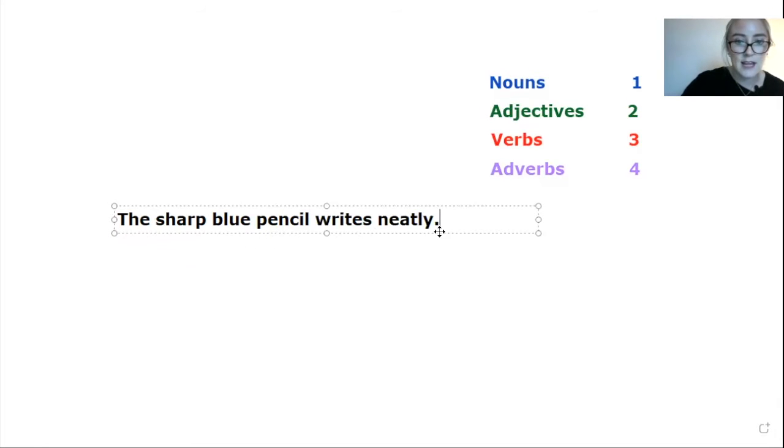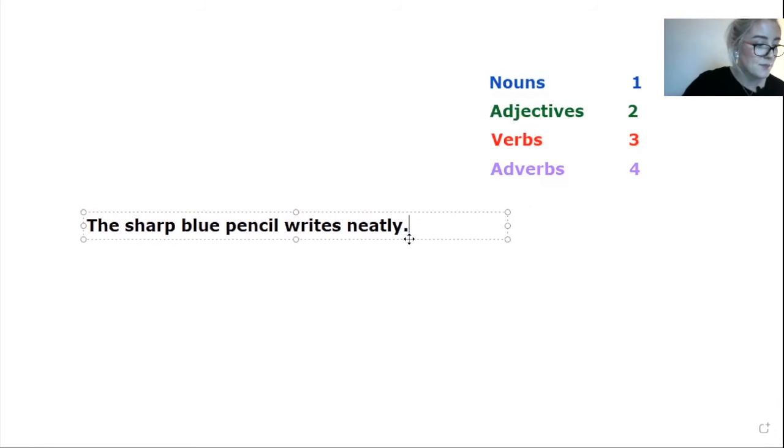So that's my first sentence there. The sharp blue pencil writes neatly. So when we've done our sentence, we're going to look back at it and we're going to take the colours. So I've got a blue, a green, a red and a purple.